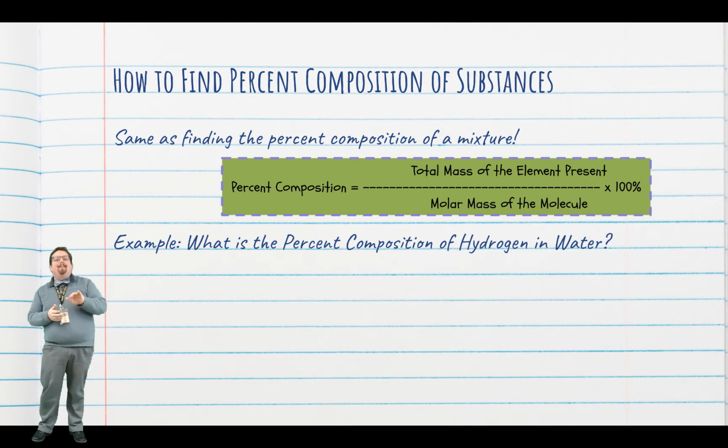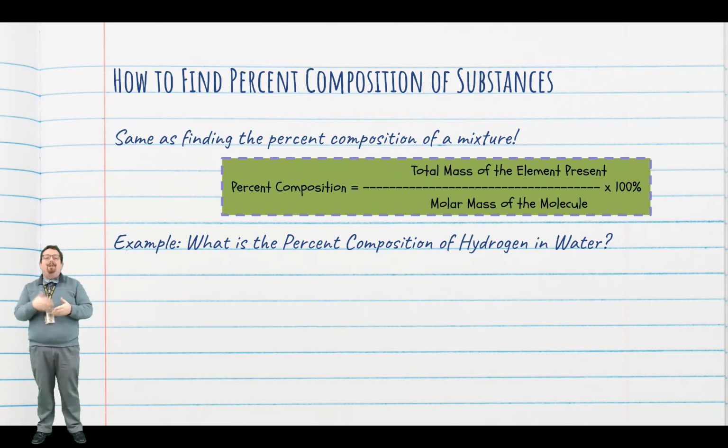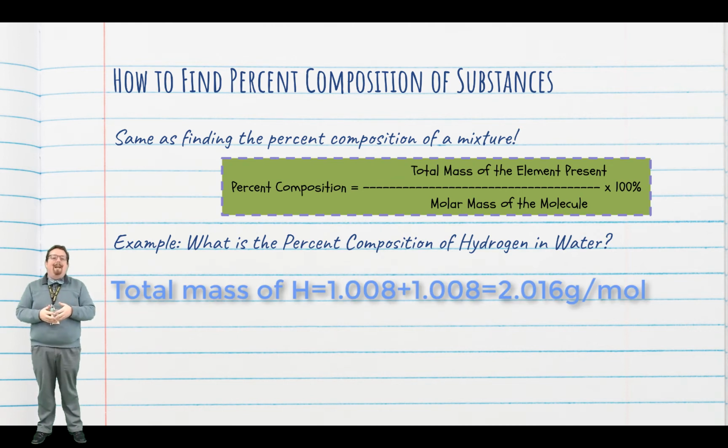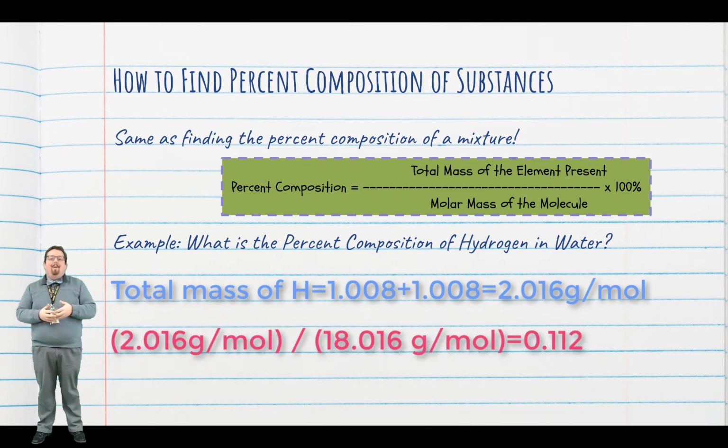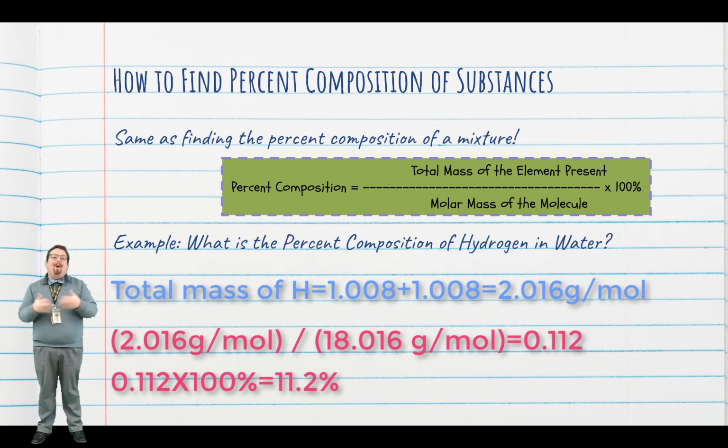So if we wanted to know the percent composition of hydrogen in H2O, we'd find the mass of all of the hydrogen in H2O, so 1.008 plus 1.008 gives us 2.016. Then divide that by the molar mass of H2O, which we just found was 18.016. This would give us a ratio of 0.112, and then we multiply that by 100% to find that hydrogen makes up 11.2% of a water molecule.